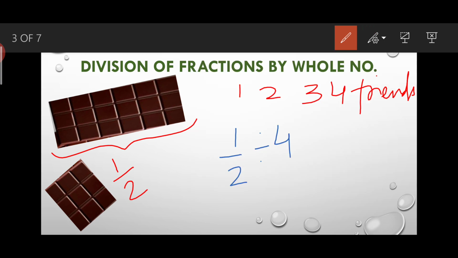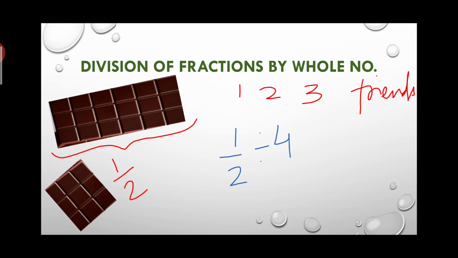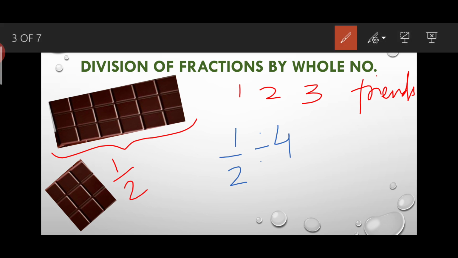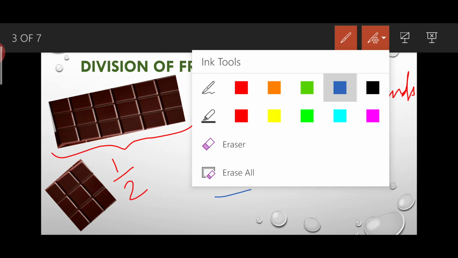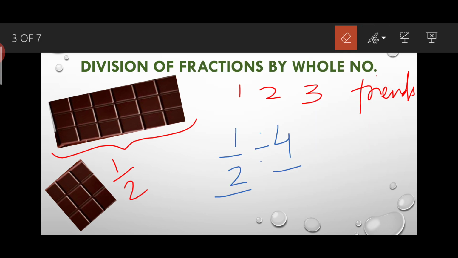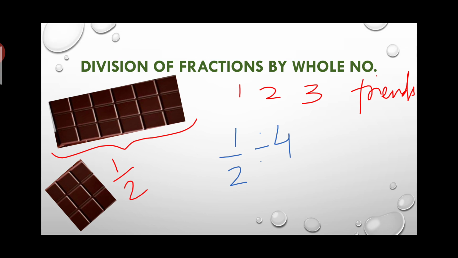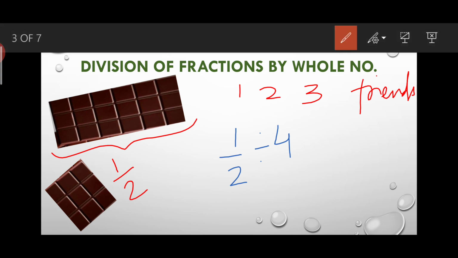Okay, let us see. If three of your friends have come to your home, including you the total persons are four. So what you have done is divided the chocolate into four parts. From here, a question arises: how can we divide a fraction by a whole number? You can see 1 by 2 is a fraction and 4 is a whole number. So the question here is how to divide a fraction by a whole number.